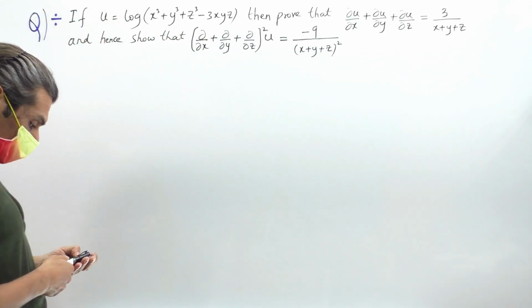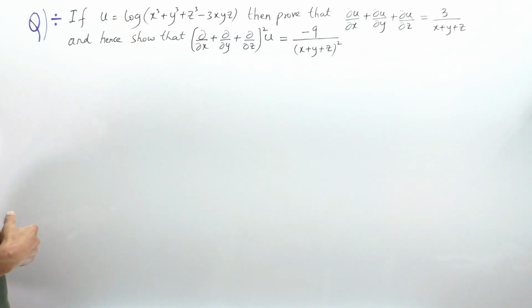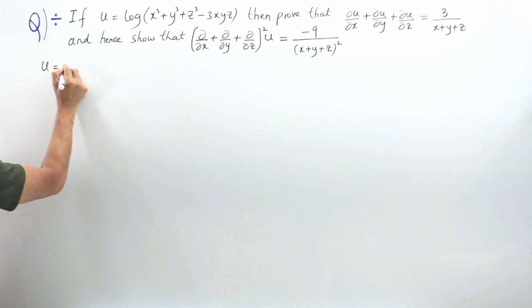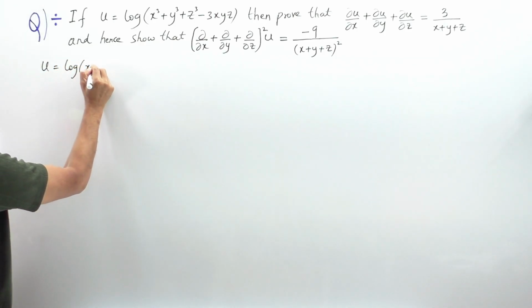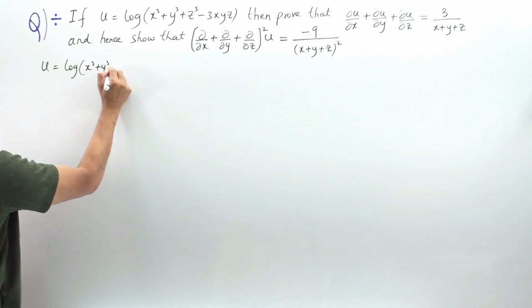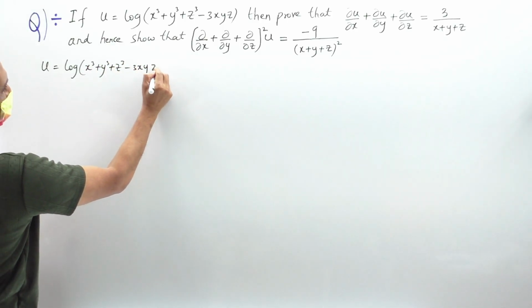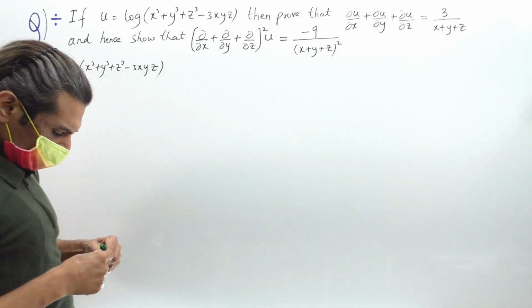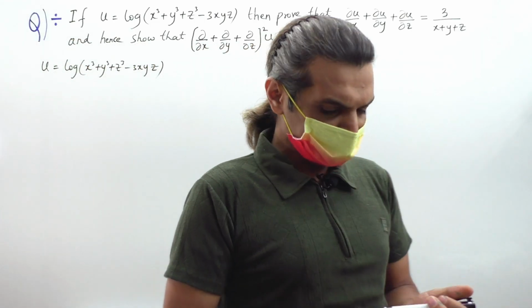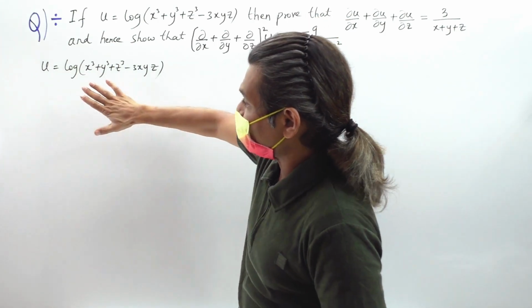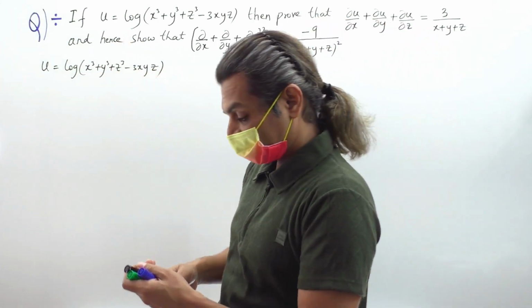Now, how to solve this? Let me write the question here. We have u is equal to log of x cube plus y cube plus z cube minus 3xyz. Now, there are some questions like this. These are standard questions. See the function here, log of x cube plus y cube plus z cube minus 3xyz.